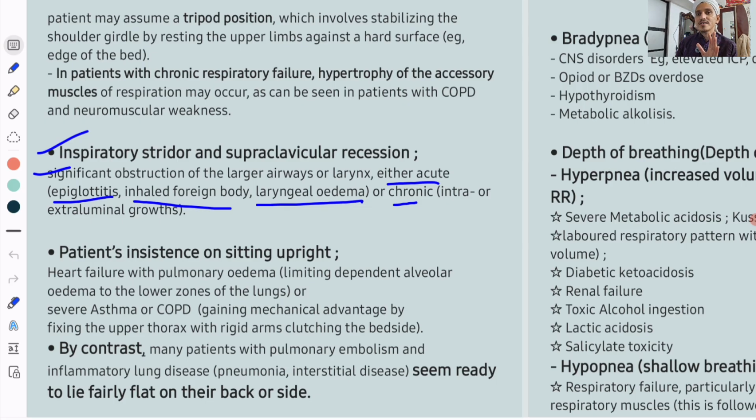If you auscultate, the patient may not have wheezes, rhonchi, crepts, nothing will be there. You will hear normal breath sounds or reduced breath sounds, there will be no sounds in the chest, but the sound is still coming. That is stridor. That is one point. These are immediate points which are pointing towards the disease.